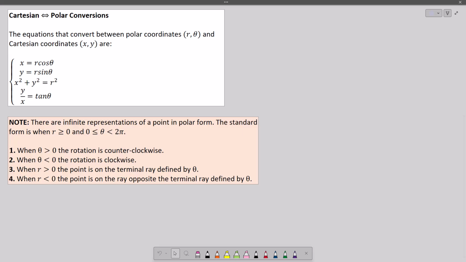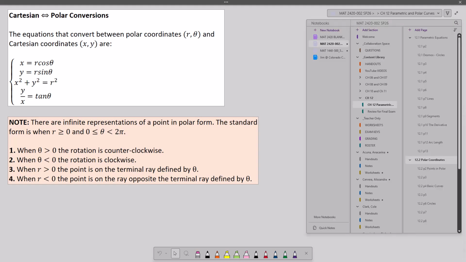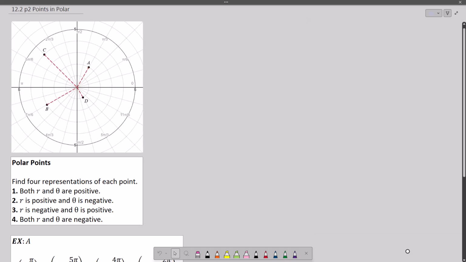So one of the weird things in polar is that every point has an infinite number of representations. You can pick different r values and you can pick different angles. We'll talk about this on the next page. So you can have positive thetas, negative thetas, positive r's, negative r's. You can have a whole bunch of stuff. So let's take a look at some options.